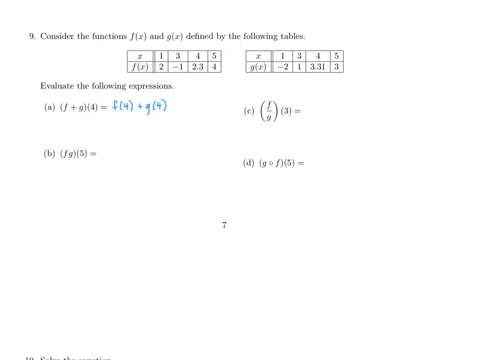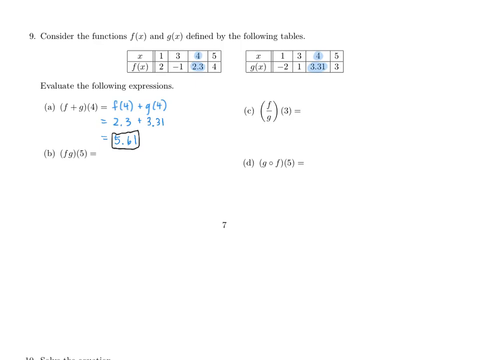So f of 4, if x is 4, then f of 4 is 2.3. So 2.3 is f of 4. If x is 4, g of 4 is 3.31. So 3.31. And then I add those together, I get 5.61. So that is the sum at 4.